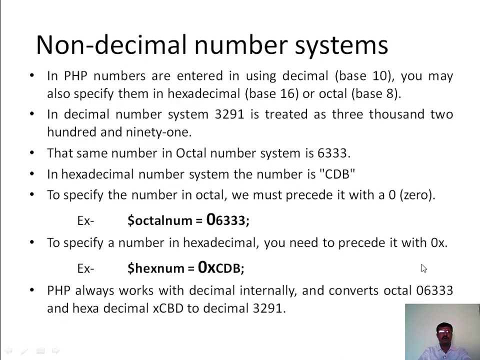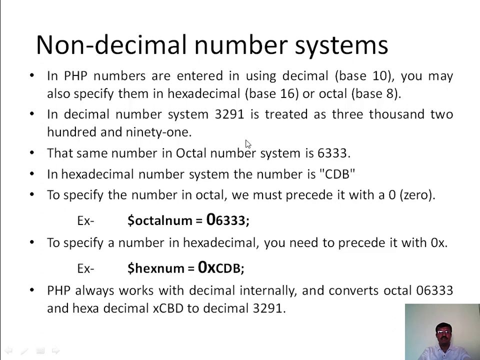Well, let's start with non-decimal number systems. In PHP, numbers are entered using a decimal number system, that is base 10, or you may also specify them in hexadecimal, that is base 16, or in octal number system, that is base 8. In decimal number system, 3291 is treated as 3291. That same number in octal number system is 6333. In case of hexadecimal number system, the number is CDB. So in these ways we can specify the values to the variable in PHP.